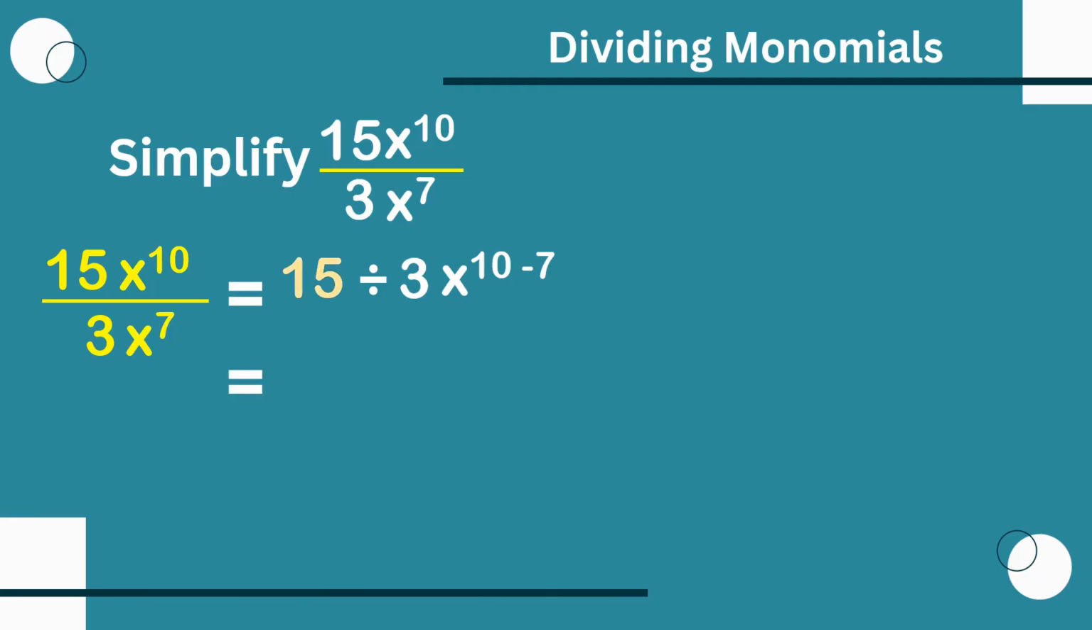So our final answer is 15 divided by 3, which is equal to 5. X raised to the exponent of 10 minus 7 is equal to x raised to the exponent of 3. And this is our final answer.